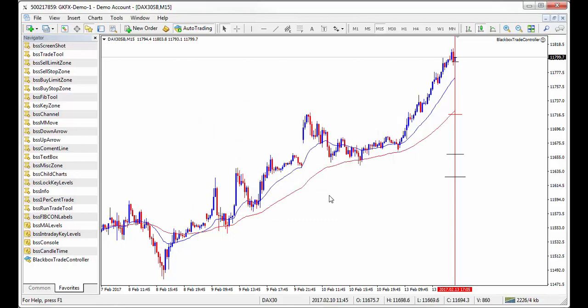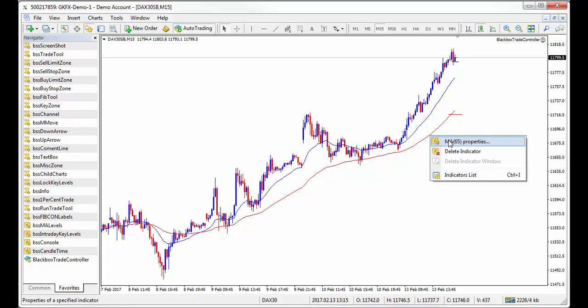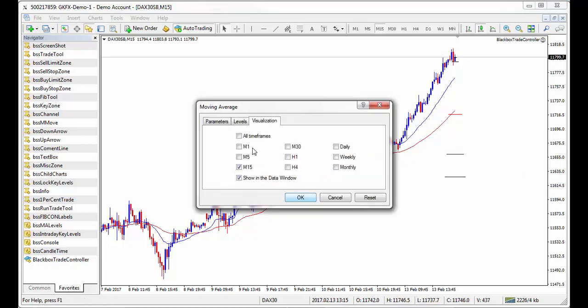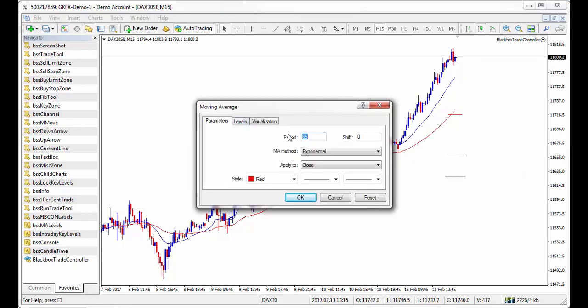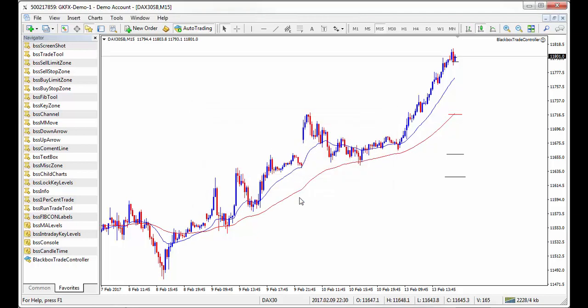Since this is a dynamic indicator, a slight adjustment to the MA period may be required to align it with the short red horizontal line. This process can be repeated on the other time frames if required.